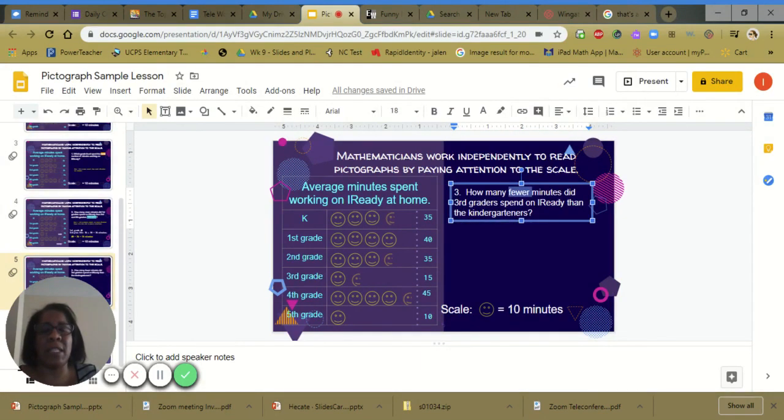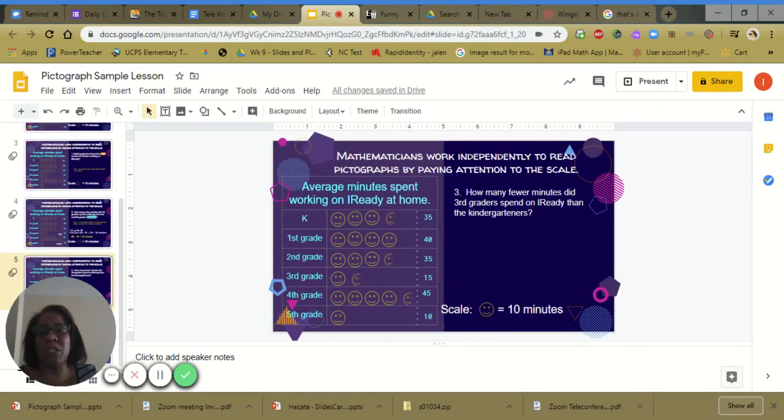They're asking you in this case, how many fewer minutes did third graders spend on iReady than the kindergarteners? So think of what grade levels are being compared. Put an asterisk, arrow, or circle the grade levels that you're interested in comparing. And then again, before you even work anything out, please ensure you're writing your answer sentence.